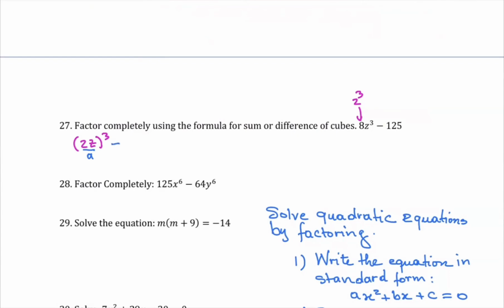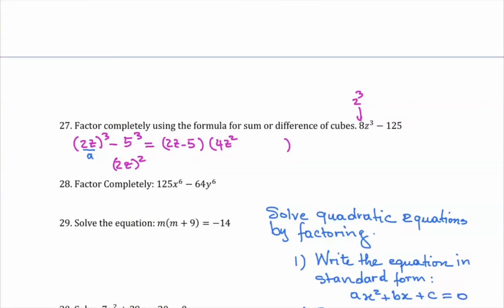What do you cube to get 125? Take the cube root of it using your calculator. So that's going to be 5, minus 5 to the third. Now, we're going to use the formula, one smaller set and then a bigger one here. We drop the exponent. So that's 2z minus 5. Then 1 unit from the exponent of the first term. I'm going to have 2z squared, which is 4z squared, right? Because we distribute the power.